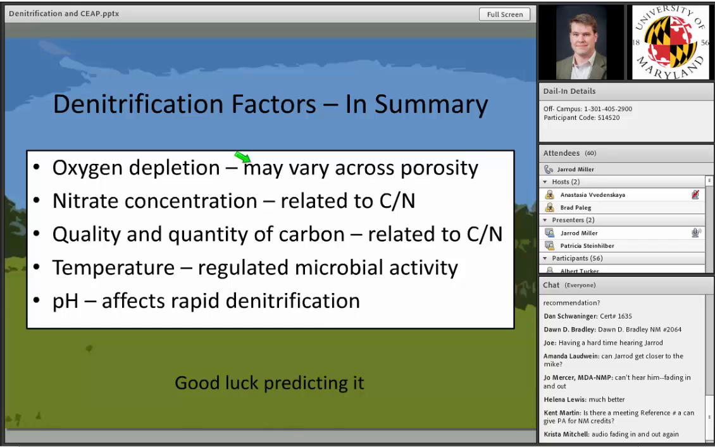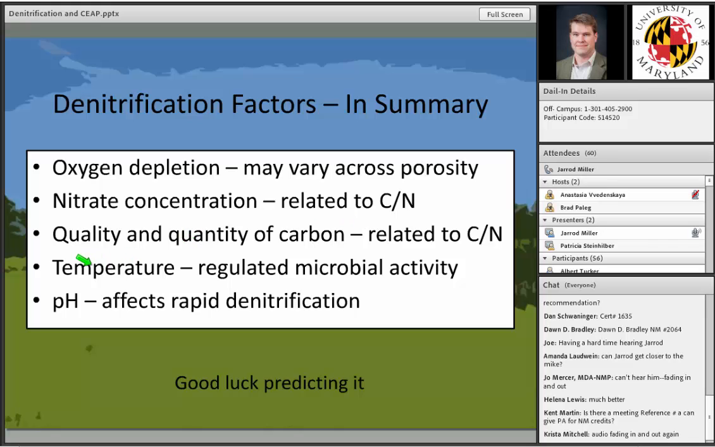And then after that, your nitrate concentration, because this is denitrification, so how much nitrate in your soil is going to affect the reaction. So that can be related to your C to N. And then the quality and quantity of carbon. It's not just the amount of carbon, but what's the quality of it? How much fulvic and humic acid? Is it a food? Is it a balanced food source for these microbes? And you can generally relate that to C to N. And then temperature and pH both have their own effects, but these top three here are the most important when considering denitrification.